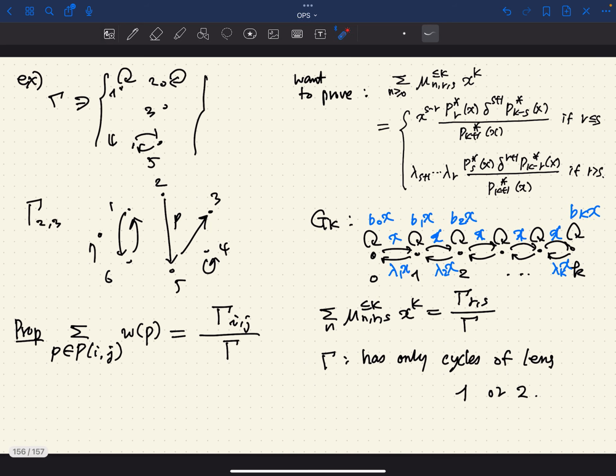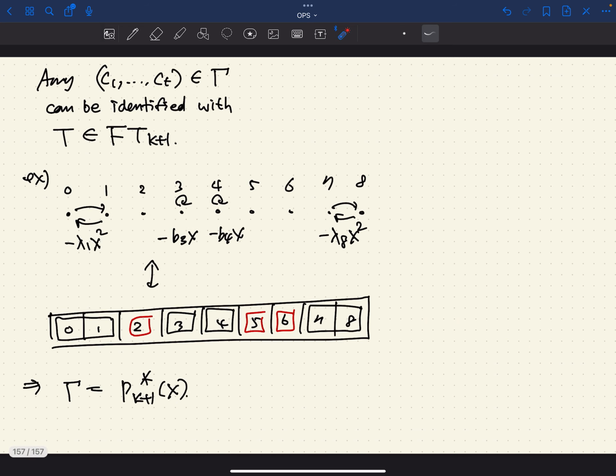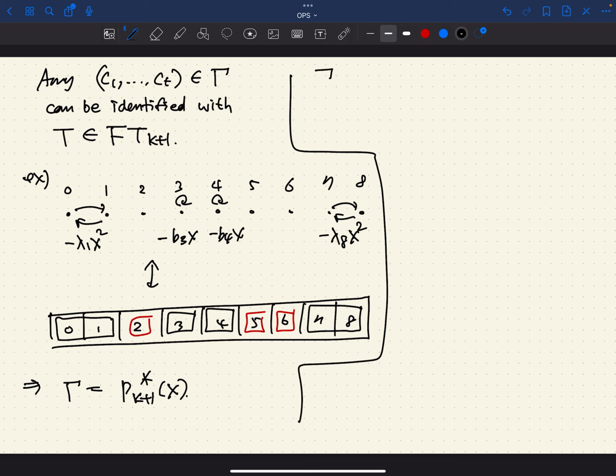So the denominator is exactly like we wished. Now we need to look at this. But what is this? And maybe I can give you an example.